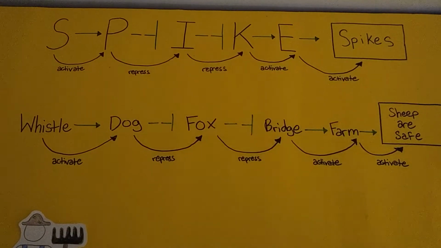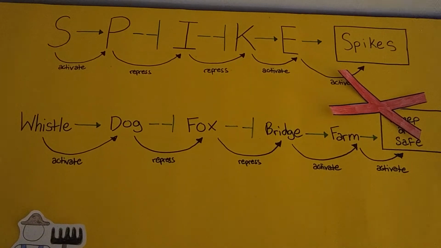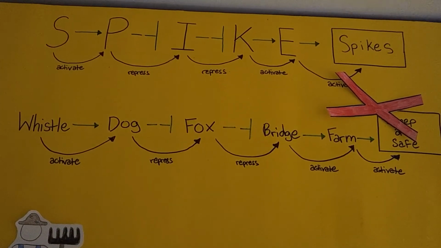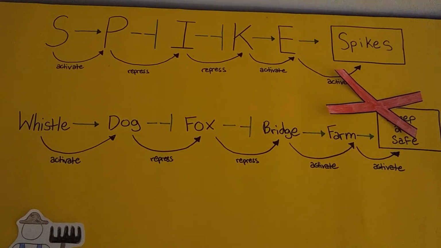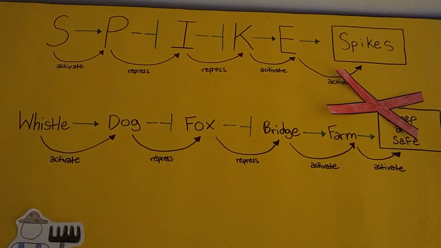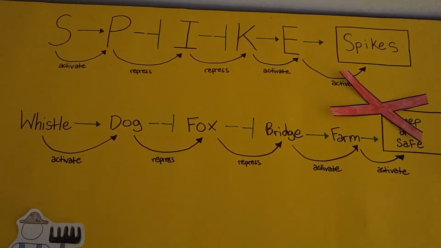For I and E, these will not produce spikes. Although gene E is what activates transcription, having gene I represses gene K, which is needed to activate gene E. So although the farm ensures our sheep are safe, with the fox in the way, we won't be able to get there anyway.